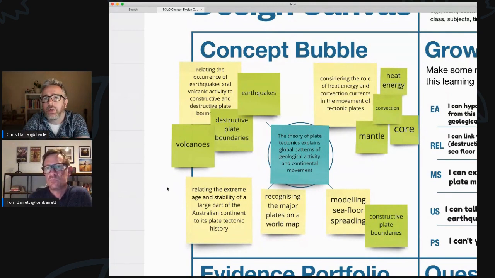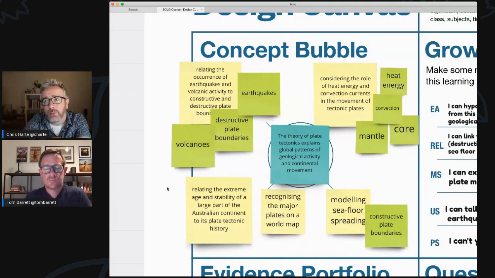Yeah. So I've got this here, and if you remember right back to a million years ago, was it chapter 2, when we were looking at this concept bubble? This is the same one. What I haven't got on here are the arrows. But I would be thinking, these are the core things. This is the core, this idea of plate tectonics and global patterns of geological activity. What are the things that relate to that?